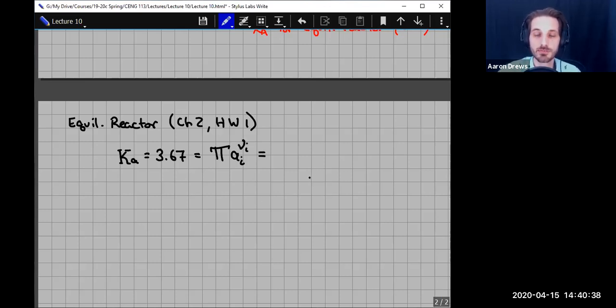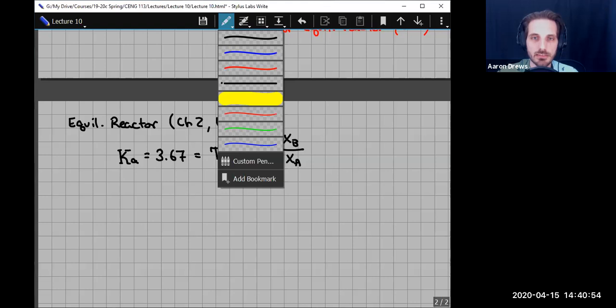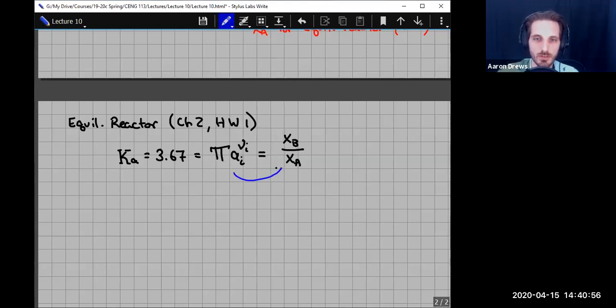What's a little bit different here is that I believe all of the reactors in the homework were given as a gas phase, and we're in a liquid phase here. So this ends up looking like X sub B over X sub A. And the reason that I know that is going from here to here, the activity of I is equal to the mole fraction of I for liquids.